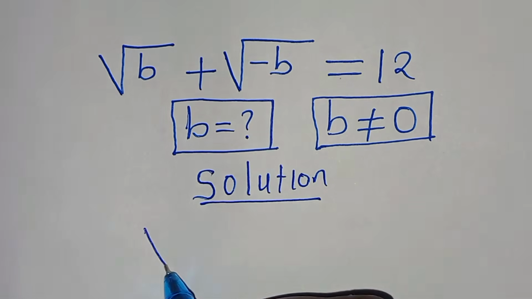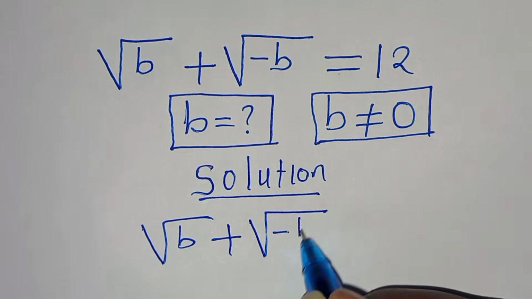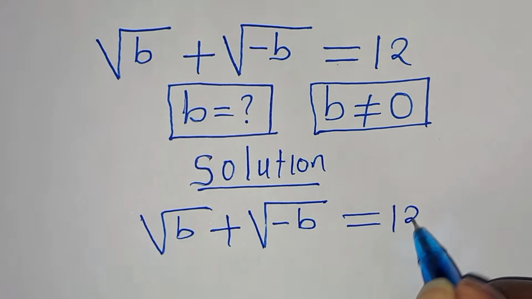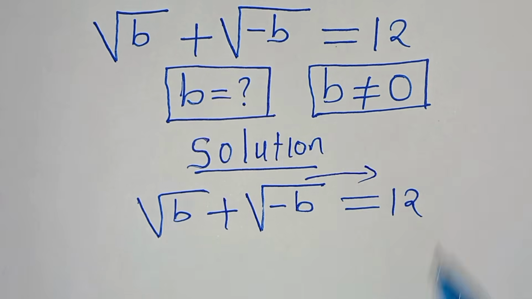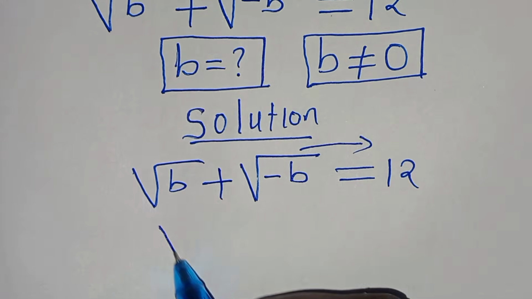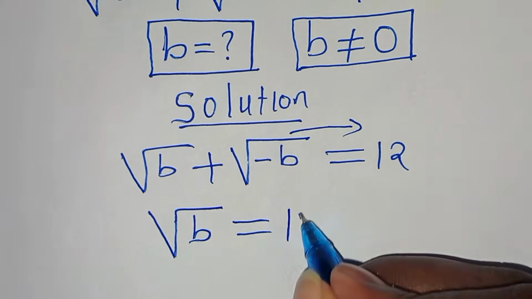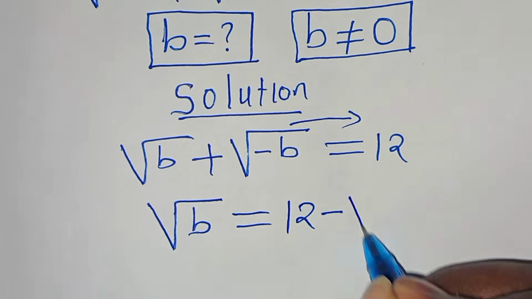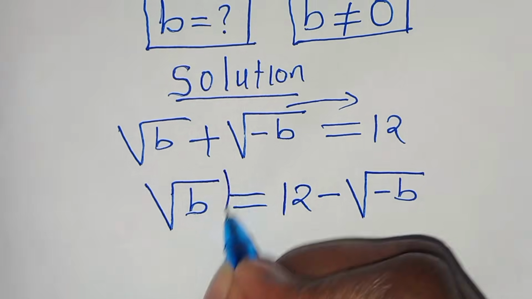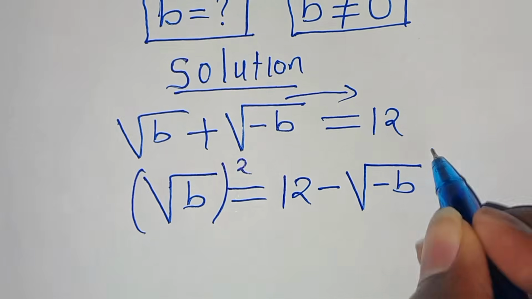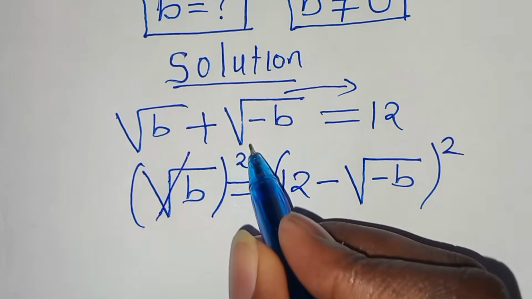So we have the square root of b plus the square root of minus b, which is equal to 12. The first step is to take the square root of minus b to the right hand side, so that here we have the square root of b equal to 12 minus the square root of minus b. The next step is we square both sides, so that we eliminate the square root sign here.